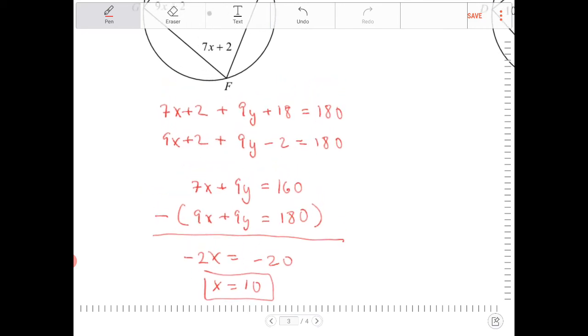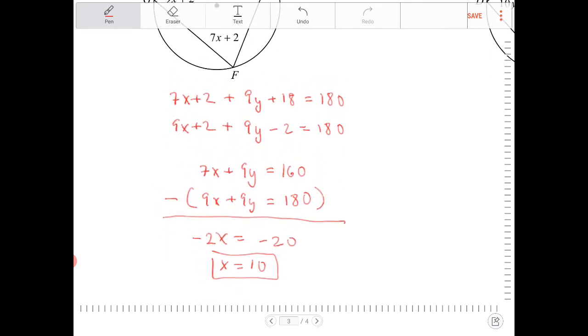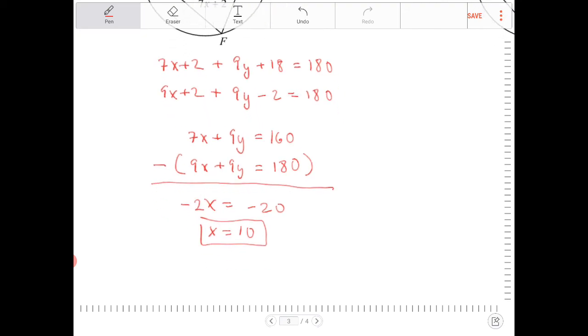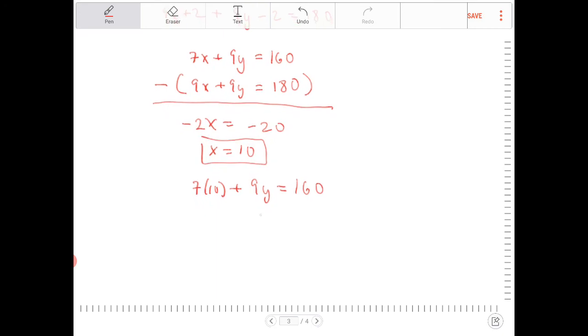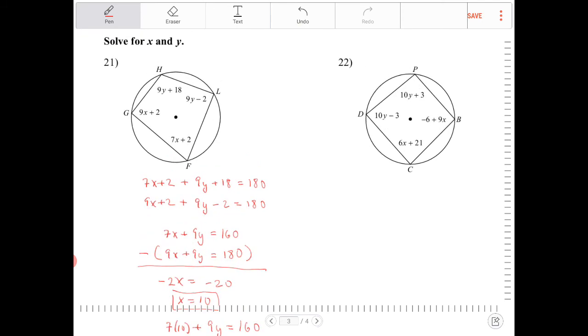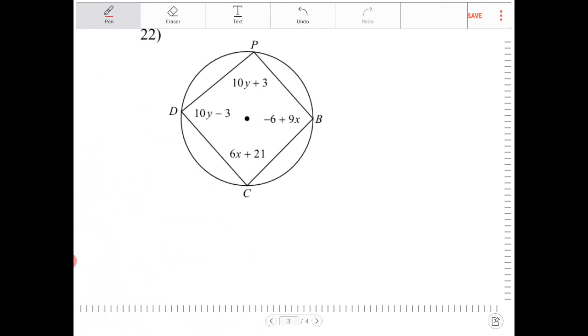And if x is equal to 10, I can then plug it back into either equation to figure out what y is. So I know that 7 times 10 plus 9 times y is equal to 160. 9y is equal to 90, or y therefore is equal to 10 as well. So x and y are both 10 apiece. And let's take a look at this guy here.